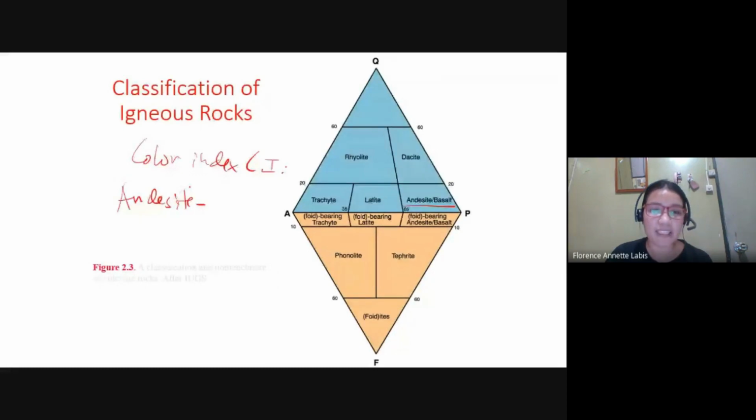So, since the andesite has lower mafic minerals, you would expect a lower color index, lower than 35%, and basalt would have higher than 35%. So just a review about melanocratic, leucocratic, etc.